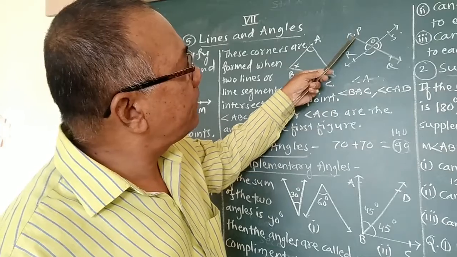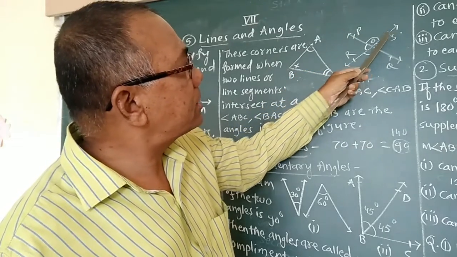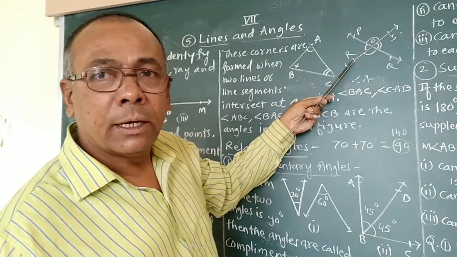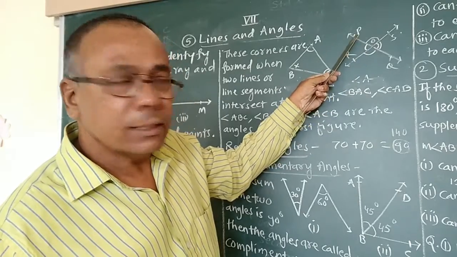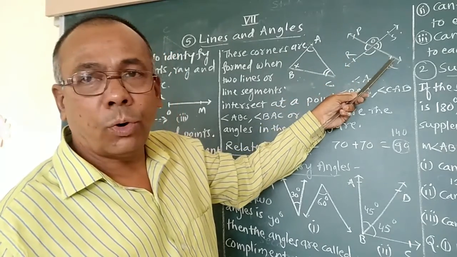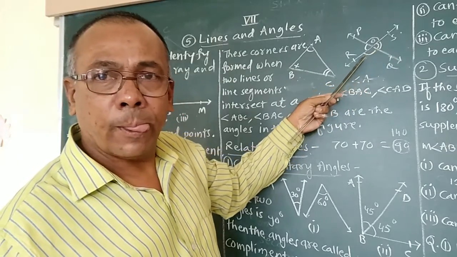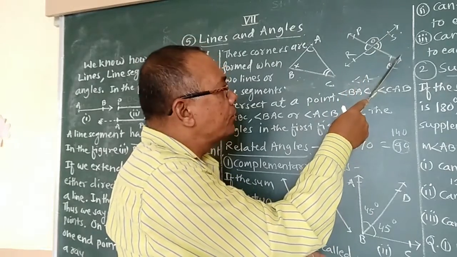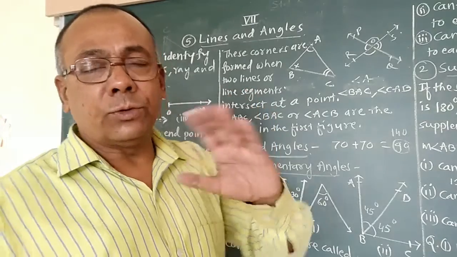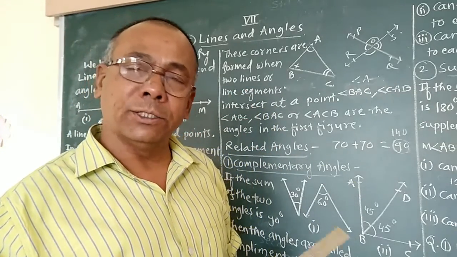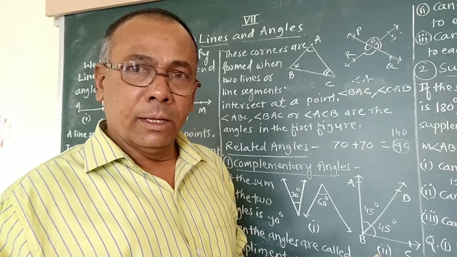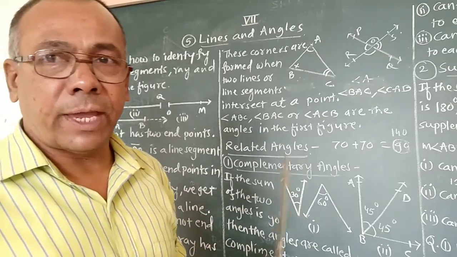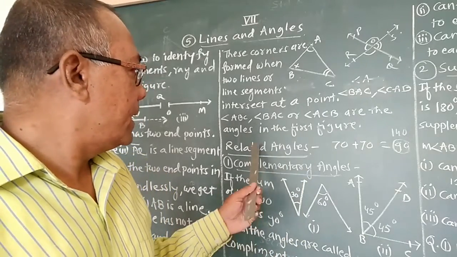Angle POS or angle SOP, and angle POR and ROP. Similarly angle ROQ and angle QOR, then angle SOQ as well as angle QOS. So when two lines intersect at a point, then also we get angles here. So this was the concept of angle, and now we have to see related angles.